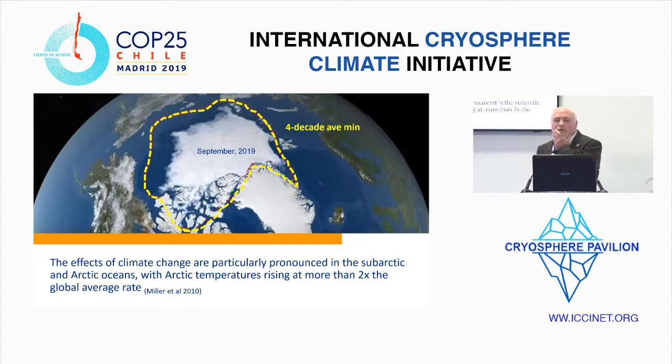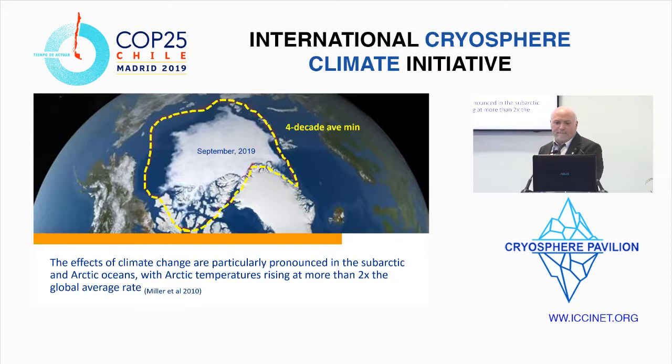and this is data from NASA that shows the polar extent in the Arctic Ocean. So in yellow is a four-decade average minimum, and I'm also showing the September 2019 low ice extent. This was reported, I think, September 19th, so just a week before the SROC report came out in Monaco, and I think this was the second smallest ice extent in the Arctic. As we well know, the effects of climate change are particularly pronounced in the subarctic and Arctic oceans, with Arctic temperatures rising at more than two times the global average.